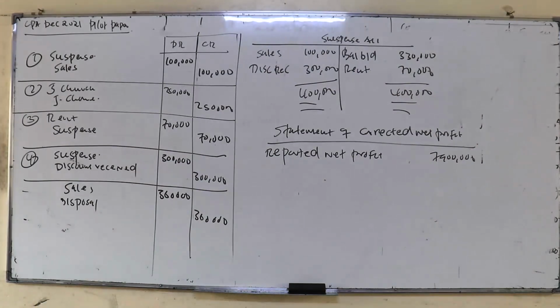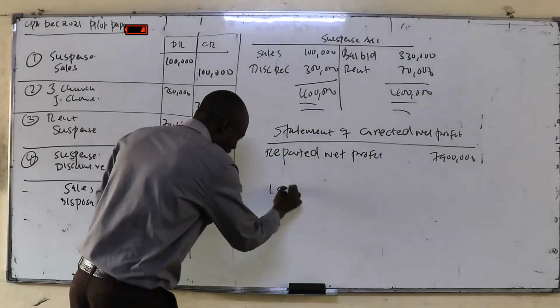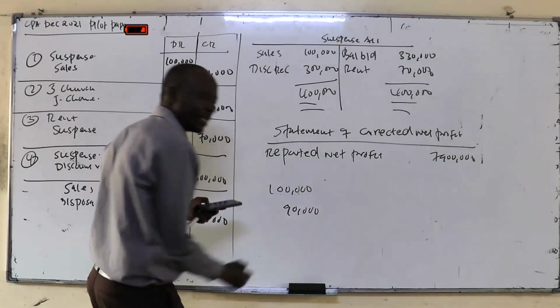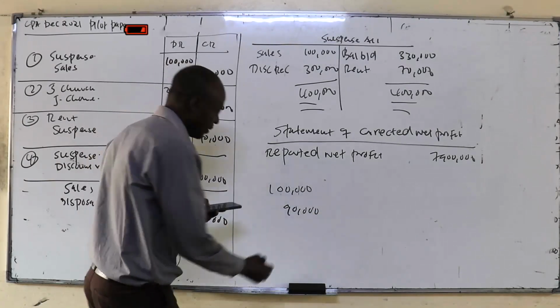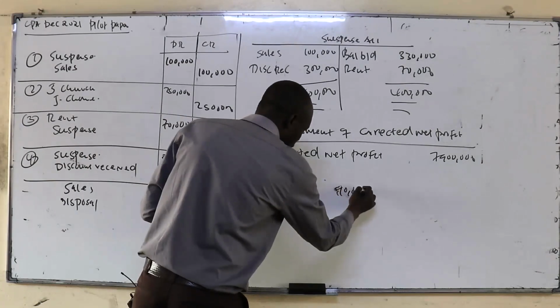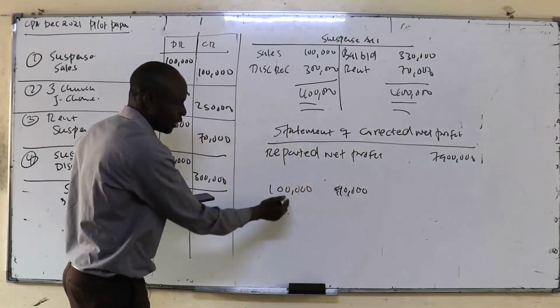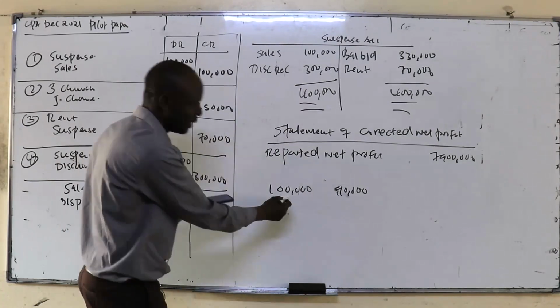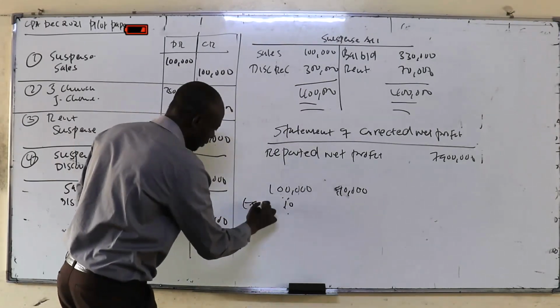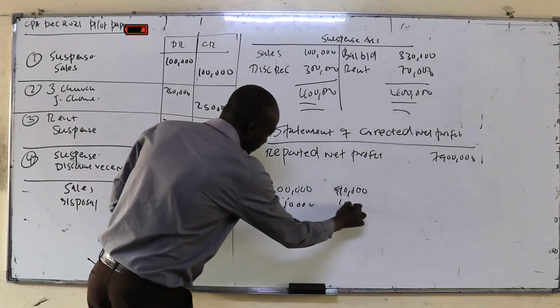Ukiundercast sales ina affect aje profit yako? You've undercasted your sales. Tuseme ulikuwa na sales za 100,000, si ndio? Lakini wewe ukasema ni 90. Na expenses zako ni 10,000, si ndio? Tunatoana. So you had sales of 100, but instead of quoting 100, you quoted how much? 90. So hapa expenses, tuseme hizi ni expenses, 10,000.